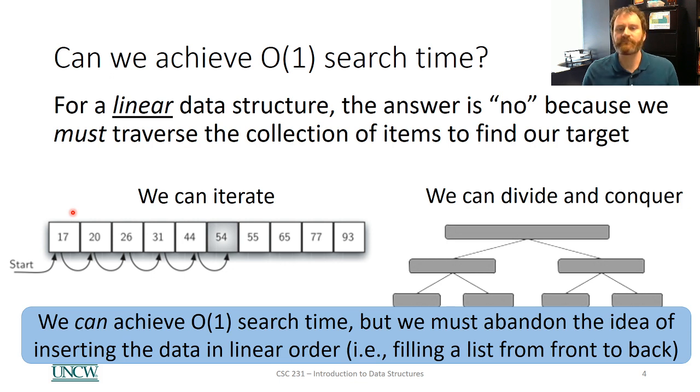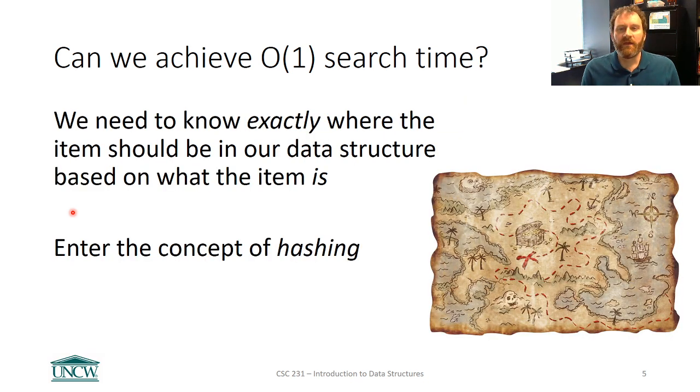So if we want to do a big O of one search, which is awesome, right? You know, if you've got an enormous data set or something you need to search a lot, having fast search is really important, right? And we use search so much in our daily lives, it's got to be fast, right? So we can achieve big O of one search time, but we got to get rid of the idea of having data in a linear order where it's packed in front to back, okay? Instead, we need to know, before we go into our data to get stuff, exactly where the item would be in our data if it's there, right?